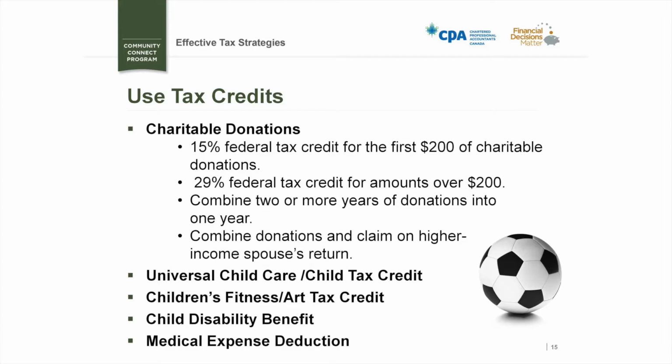Child tax credits, children's fitness and arts credits, these are all things that you need to make sure you have records for and take advantage of the credits. A medical expense deduction is available. There's a hurdle. You only get to deduct it if it's more than 3% of your income. What that typically means is that of the family members, you would like the lower income family member to claim the medical expense deduction, and you'd like to combine all the medical expense deductions under the lower income spouse's tax return.